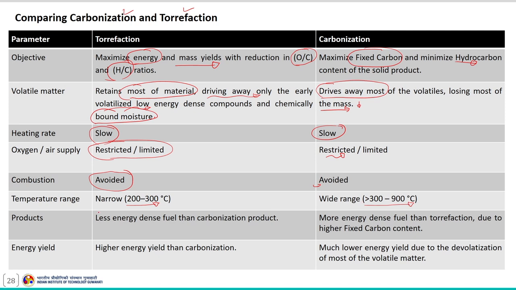The product obtained from torrefaction is a less energy dense fuel than the carbonization product, and here it is a more energy dense fuel than the torrefaction product due to the high fixed carbon content in the carbonized product. Whereas the energy yield is higher in the torrefied product than the carbonized charcoal, and much lower energy yield is obtained in the carbonized charcoal, and that is due to the devolatilization of most of the volatile matter which is present in the feedstock material. So this gives the details about the comparative analysis of the carbonization and the torrefaction process.